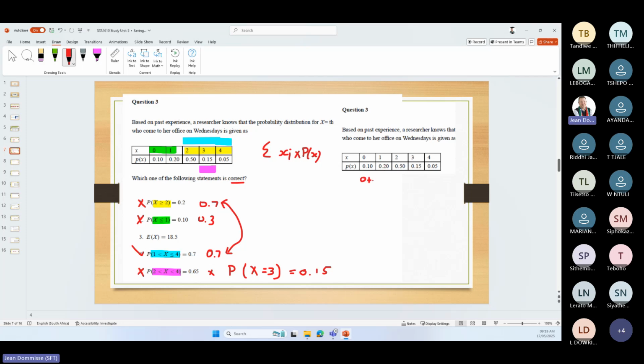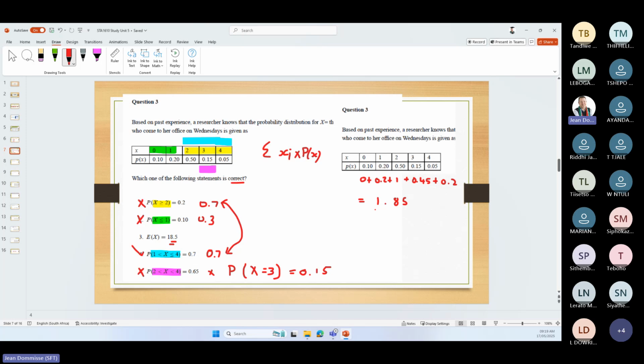1 times 0.2 is 0.2. 2 times 0.5 is 1. 3 times 0.15 is 0.45. 4 times 0.05 is 0.2. And if we add those together, we get 1.85, and not 18.5, but 1.85.